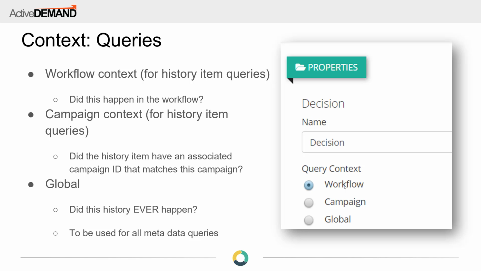And what I mean by that is every action that happens in a workflow, like send an email or SMS somebody, the link is encoded with the workflow ID. So if we can associate with the specific history item that has the workflow ID tied to it, we can use the workflow context. So for example, did they open an email that was sent in this workflow? That's workflow context. Now, there's also a campaign context because really it isn't just what happens in the workflow that is associated with this campaign.